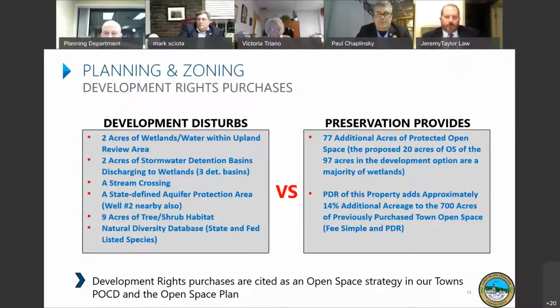Preservation of this property would provide 77 additional acres of protected open space. The proposed 20 acres of open space on the development option are actually a majority of wetlands, so that really lends just to the use of passive recreation uses. Development rights of this property adds approximately 14% additional acreage to the 700 acres of previously purchased town space. That's both fee simple and purchase of development rights thus far in the town, and that's a substantial amount.